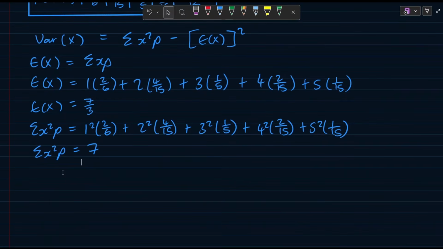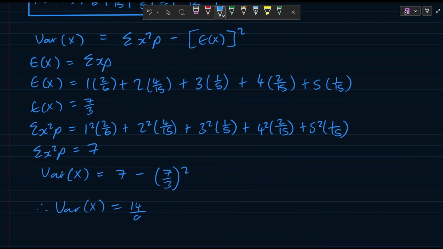And so now we just substitute into our variance formula. So the var of x is equal to 7 minus our expectation squared. And so therefore, if I punch that into the calculator, that is 7 minus the 7 over 3, and this is squared. So that gives us 14 over 9, and that is the final answer.